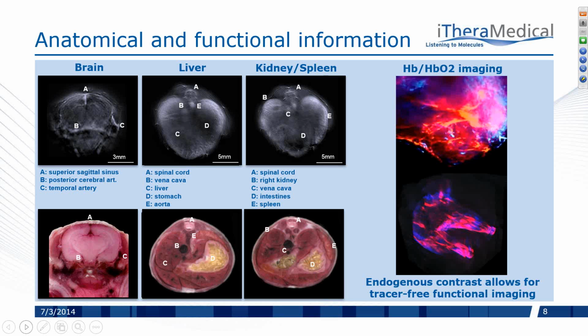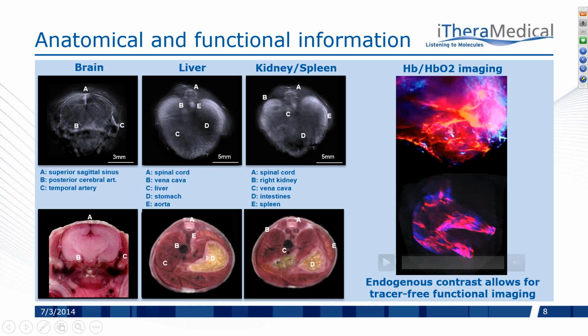Moving down even further, we're now in the kidney and spleen area. The spleen is labeled by E, and labeled by B, we can see the kidney, and we can actually distinguish the renal cortex from the renal pelvis. And this is important for one of the applications that we'll be discussing today. We'll have a more detailed look at that later.